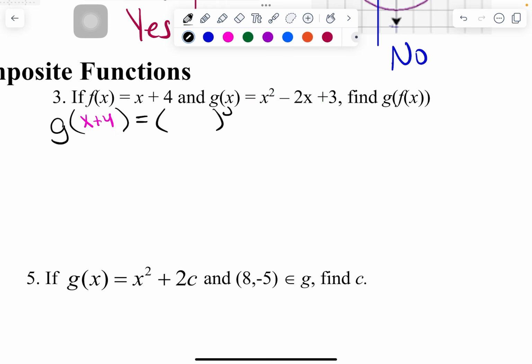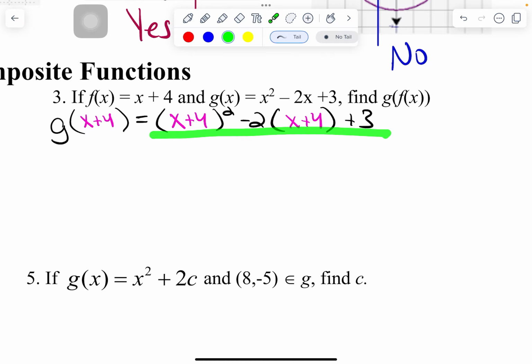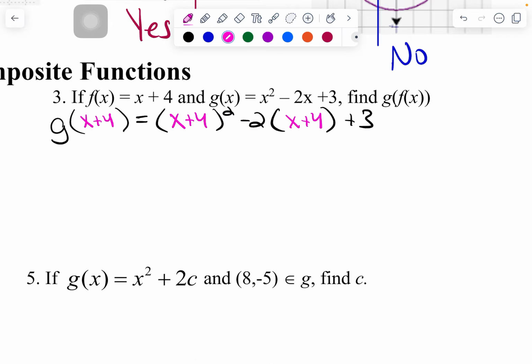So I'm going to leave this x squared minus 2x plus 3. So all those little x places, right, those spaces get replaced. And this becomes the expression I need to simplify. So to simplify x plus 4 squared, I'm going to write that twice. So x plus 4 times another x plus 4.